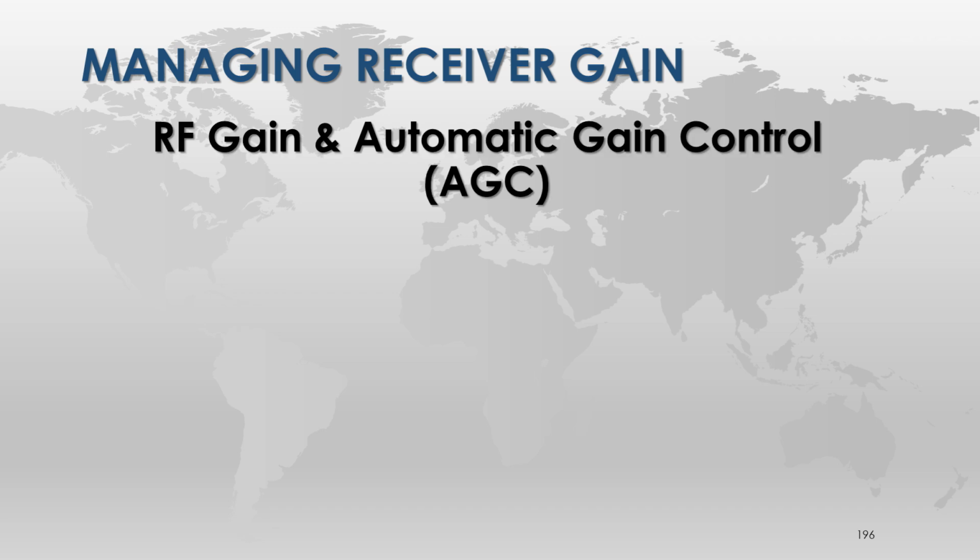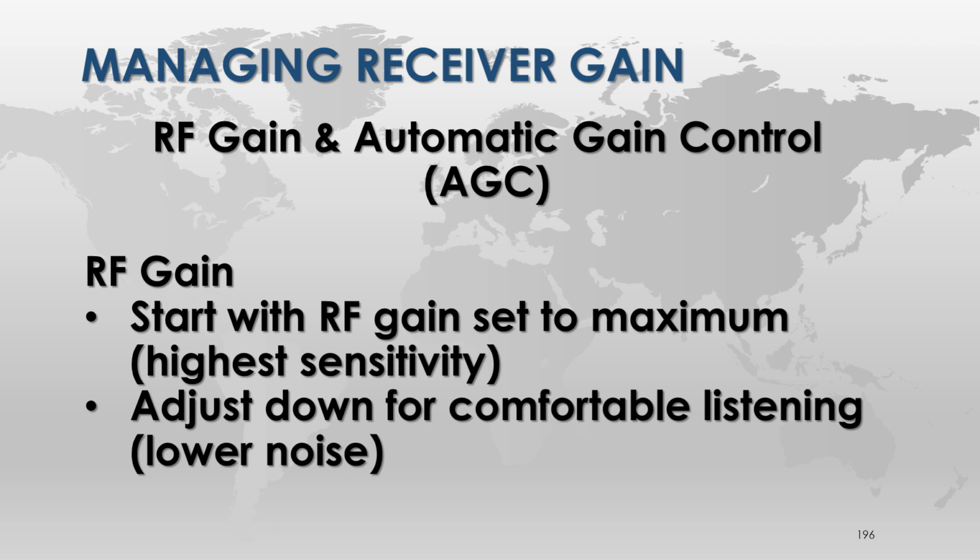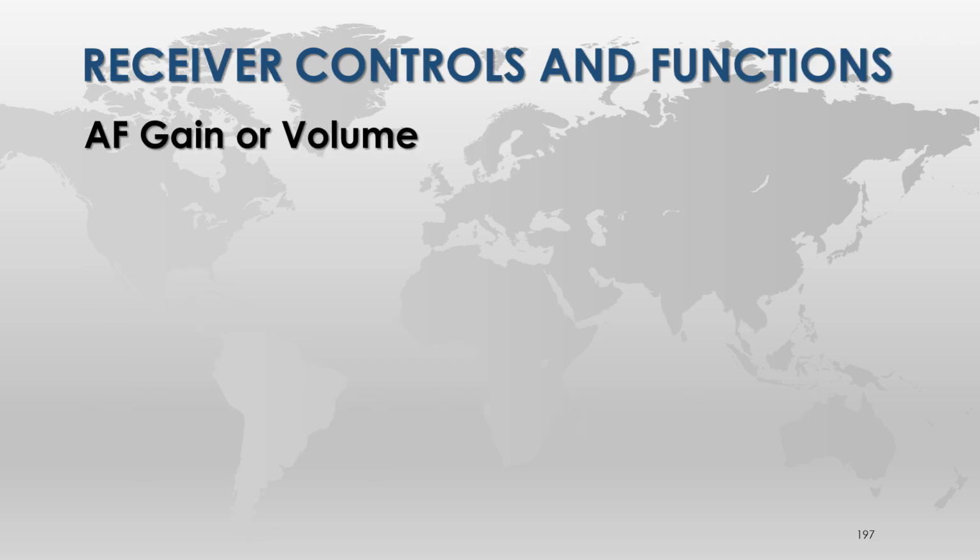Managing receiver gain: RF gain and automatic gain control, AGC. So you've got RF gain, you've got audio gain, you've got automatic gain control. There's all kinds of different things. RF gain: start with the RF gain set to maximum, which is the highest sensitivity. That is the microvolts coming in, and you're boosting them as much as you can. Okay, I don't need that much, so you turn it back. Adjust down for comfortable listening and lower noise, because you're amplifying the noise as well.